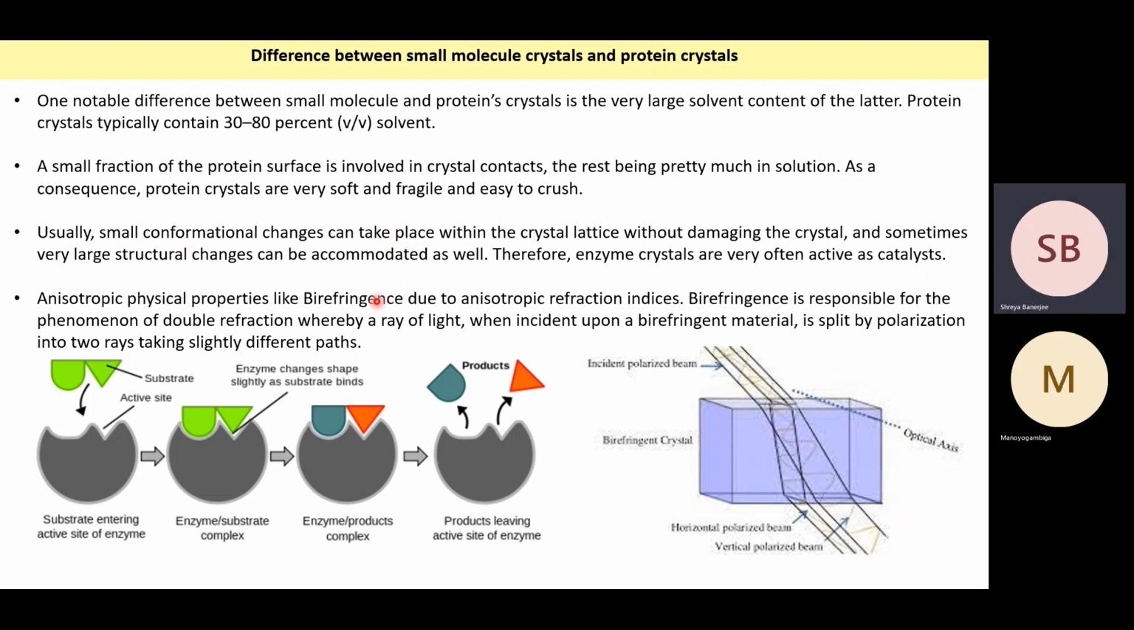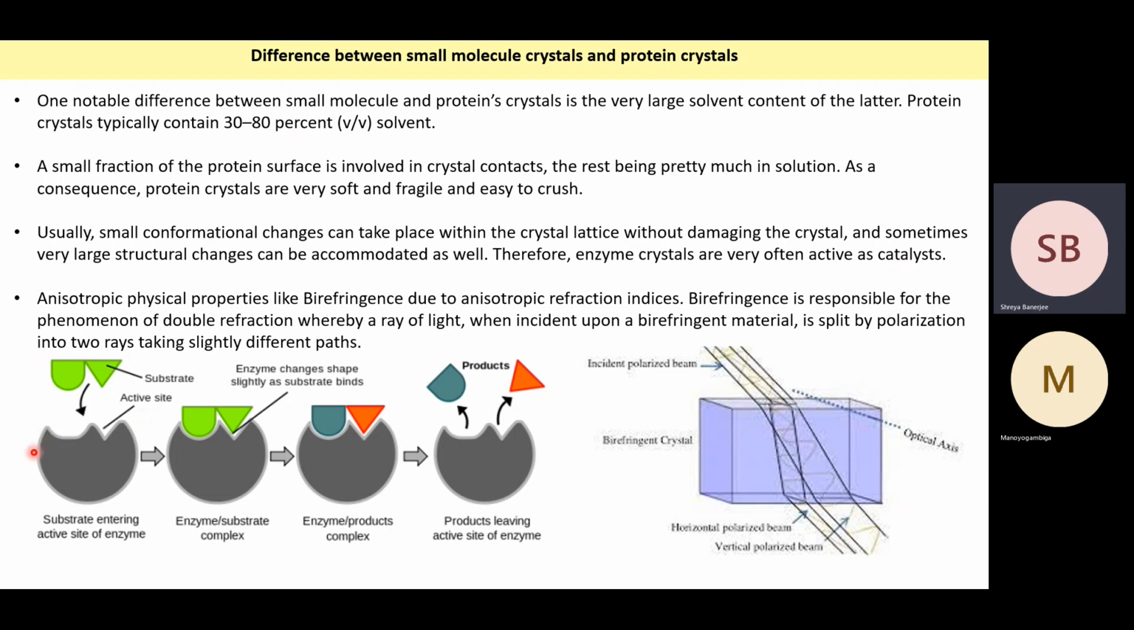Another thing in protein crystals is that small conformational changes can take place within the crystal lattice without damaging the crystals. And sometimes even large structural changes can be accommodated. That is why enzyme crystals are often active as catalysts.